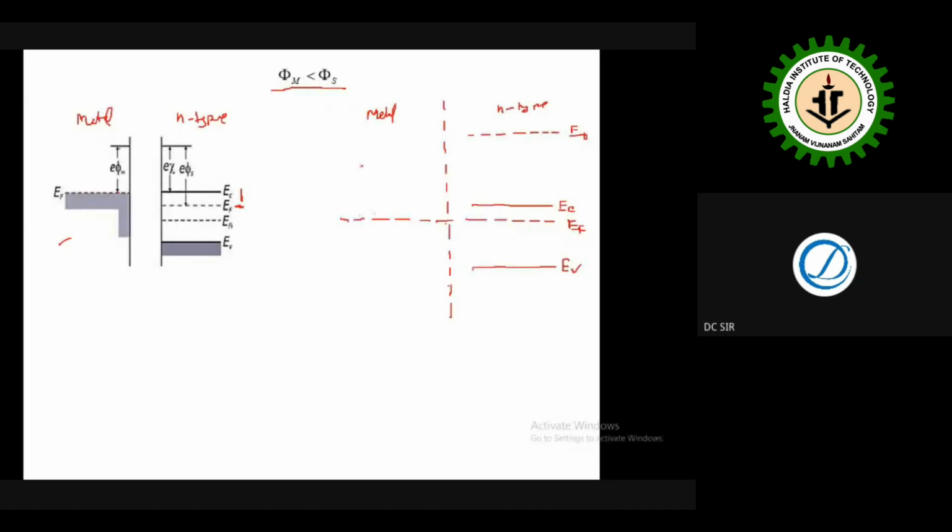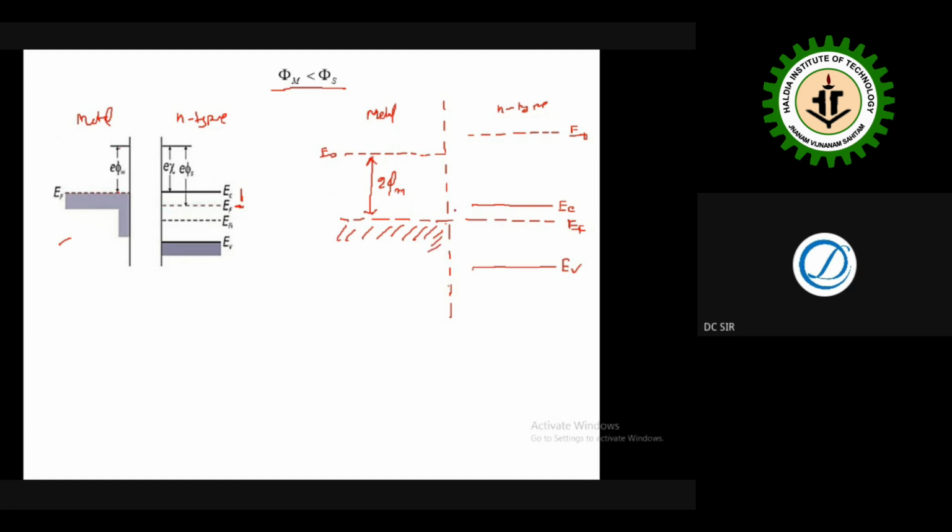Here also the vacuum level is above the Fermi energy level, that is phi m. At the metal side, the Fermi energy level is constant and the vacuum level is also constant, whereas this is your q phi m, which is fully occupied.